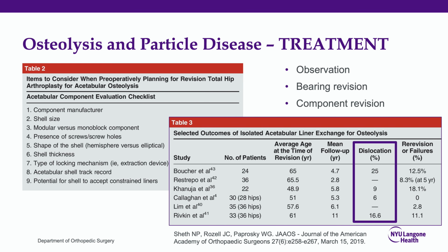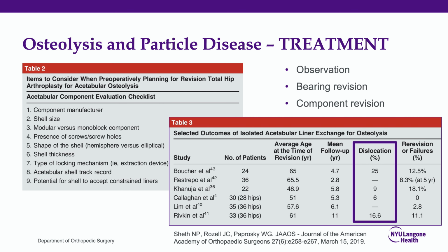So you want to look at the component manufacture and the shell size. You want to know, is it modular versus a monoblock component? Are there screws or screw holes? What's the shape of the shell? Is it a hemisphere versus elliptical? What's the shell thickness? What locking mechanism is present? What's the track record? And what's the potential of the shell to accept constrained liners? All these things are going to influence what it would take for us to remove the shell. They're going to influence what new kinds of liners we may be able to place.